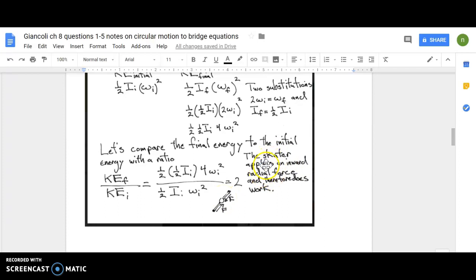So here's the written version. The skater applies an inward radial force, and therefore does positive work. The force and the displacement are in the same direction, causing an increase in kinetic energy.